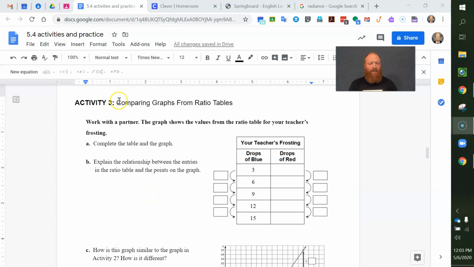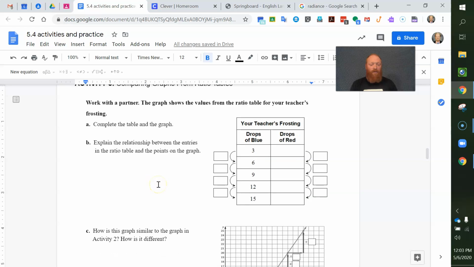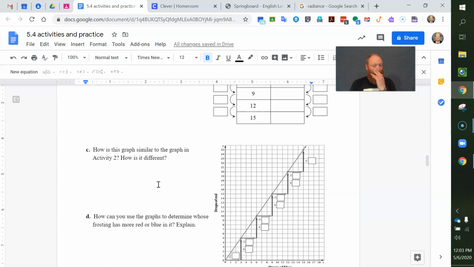All right, so now we have activity 3, comparing graphs from ratio tables. It says work with a partner. The graph shows the values of the ratio table for your teacher's frosting. And remember, the teacher, for every 3 drops of blue, had 5 drops of red. So it says complete the table in the graph. Explain the relationship between the entries into the ratio table and the points on the graph.